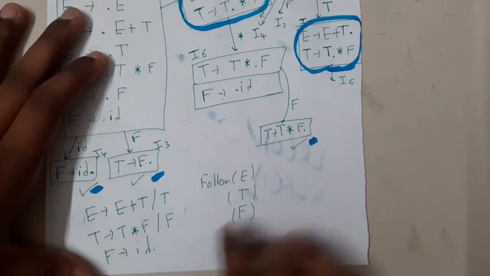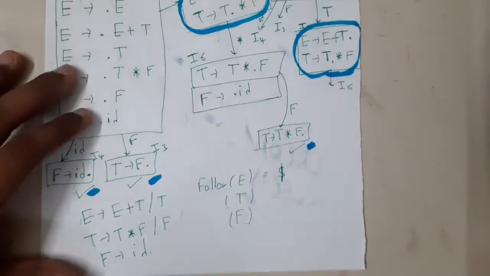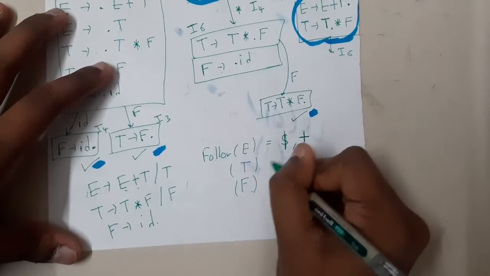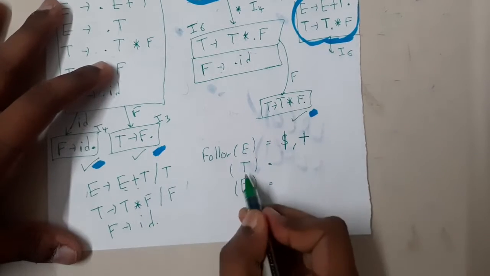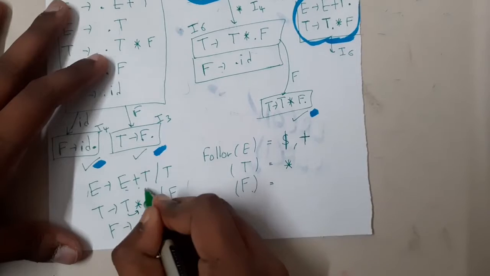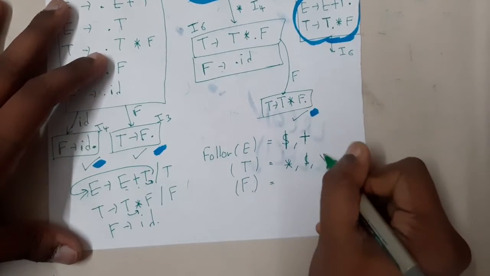Okay, so when we are calculating follow of E, as E is the start symbol, it will mandatorily have dollar. Now after E we are having plus here, so plus will mandatorily come here, right? Yes. So moving on, what is the follow of T? So follow of T is star, and similarly follow of T is nothing, so it's indirectly follow of E, so we are going to get a dollar and star here.